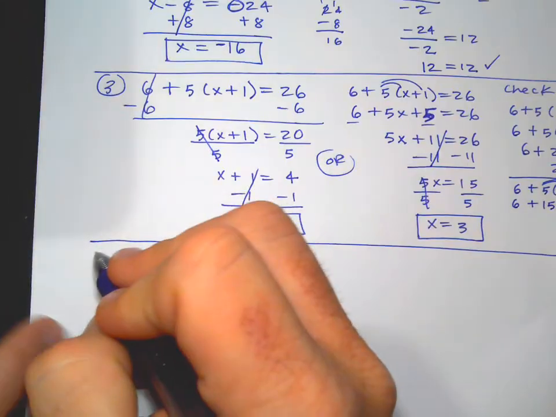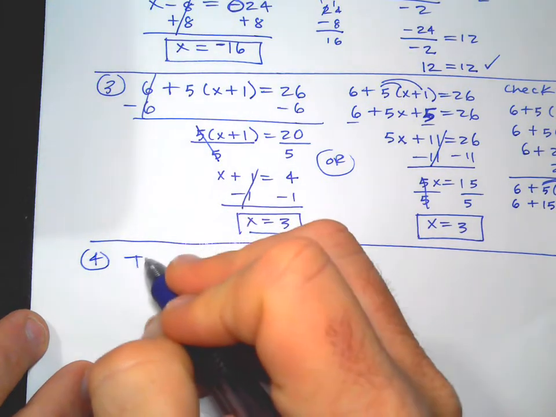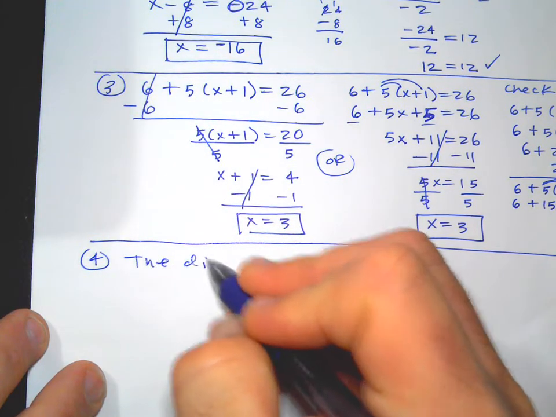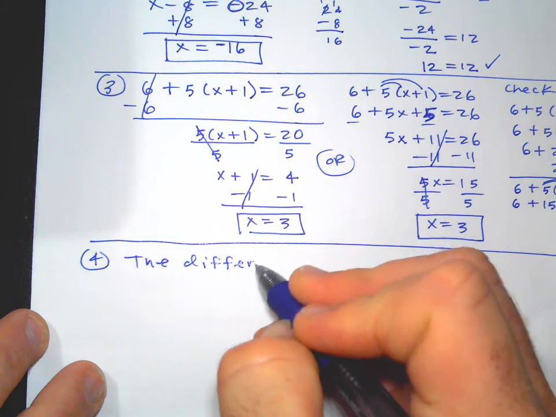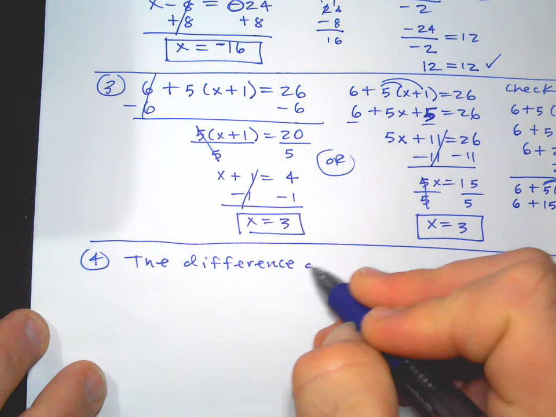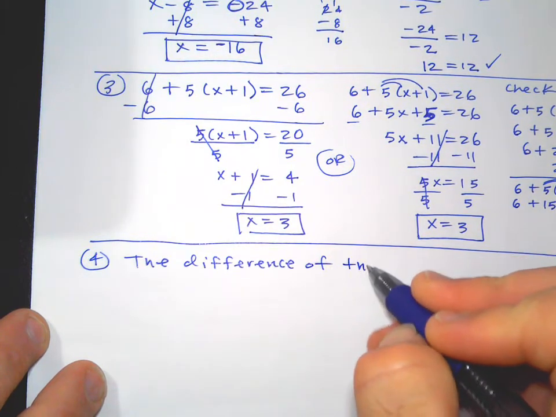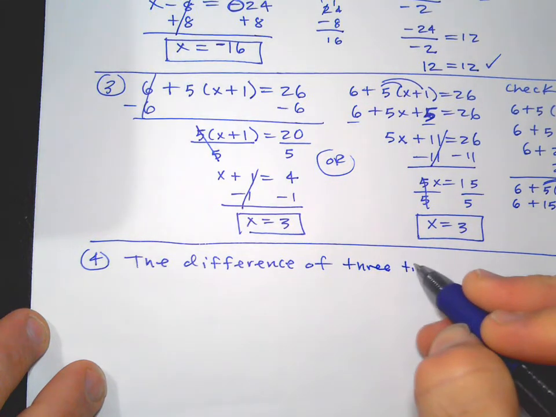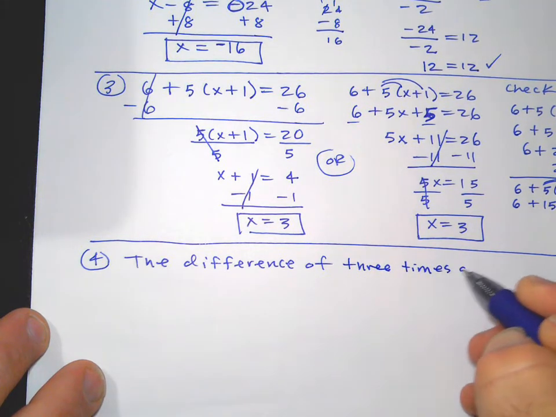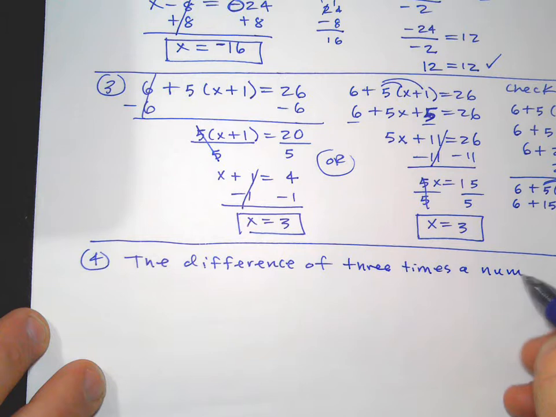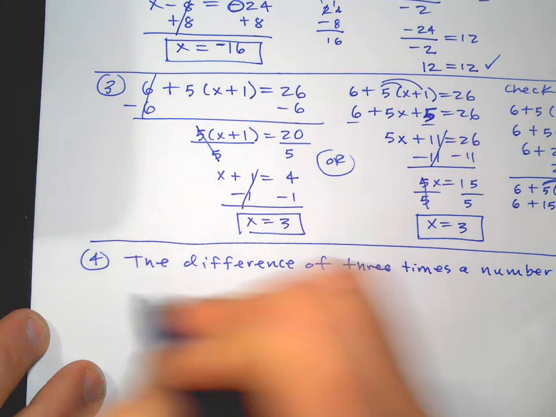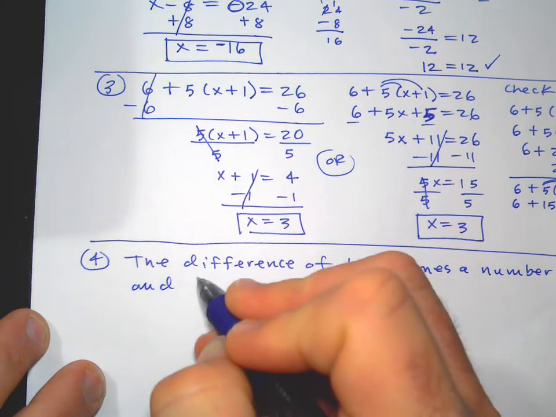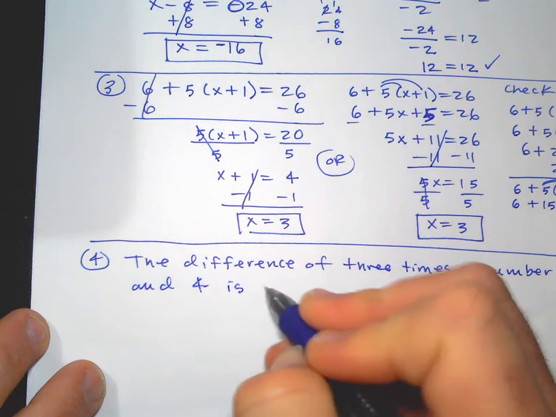All right, one more problem. I'm going to do a word problem. So write it down. The difference of 3 times a number and 4 is -19.